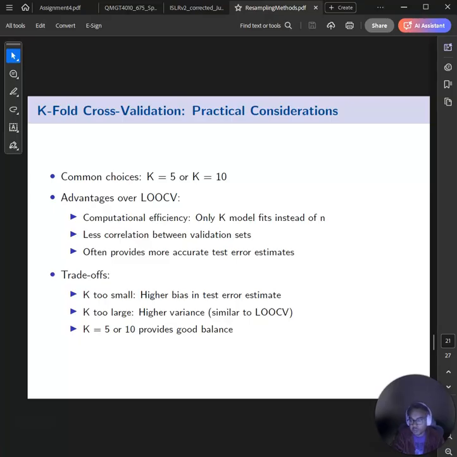But there are important trade-offs to keep in mind as well. If k is too small, we get higher bias in our test error estimates. If k is too large, we get higher variance, similar to LOOCV. Typically, keeping k around 5 or 10 provides a good balance between these extremes. But ultimately, the right choice of k depends on your specific data set, the complexity of your model, and your computation constraints.